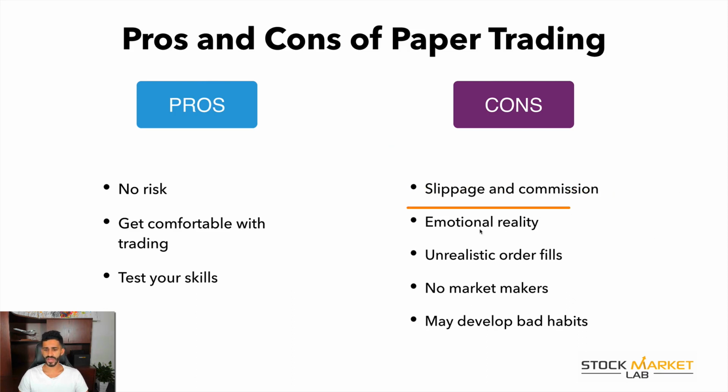Second is emotional reality. When you paper trade, guys, it's completely different than trading on a real account. When you paper trade, there's no emotions, there's no fear, there's no anything that steps in. Right? On a real account, your emotions step in. You have real money. You're more afraid. You double think everything. You double guess everything. There's a huge emotional reality that steps in when you use real money.